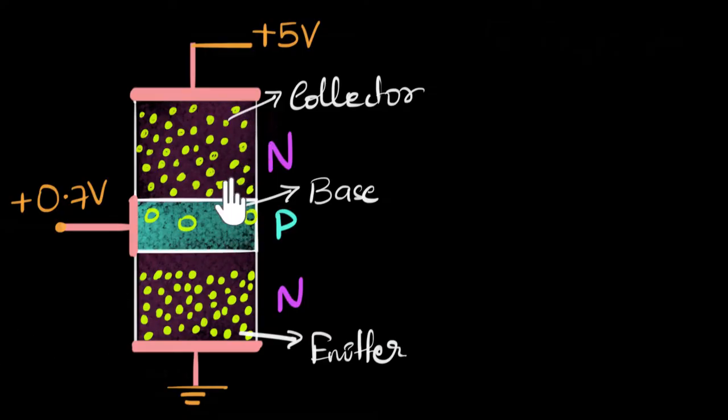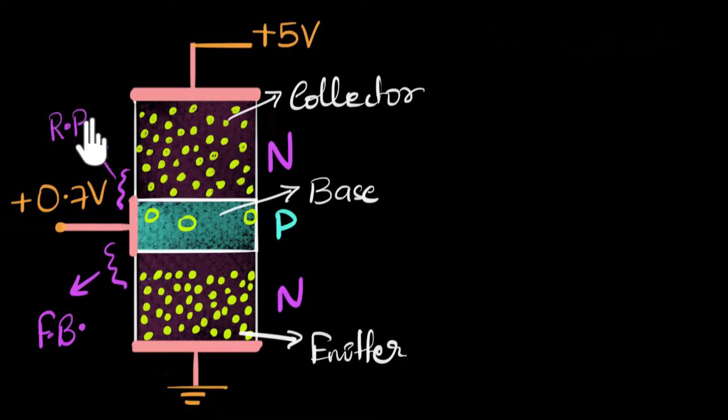And notice, if you want to make this work as an amplifier, the necessary condition that the two junctions must follow is that the emitter base has to be forward biased. This has to be forward biased. And the collector base, look at what's happening to collector base. It is reverse biased because notice the N-type is connected to more positive than the P-type. So this junction has to be reverse biased. This is a necessary condition. And we'll see what happens if you don't.